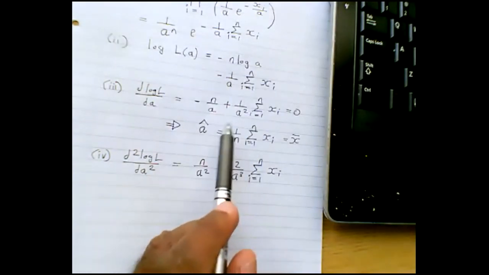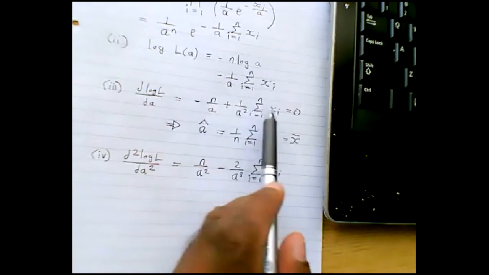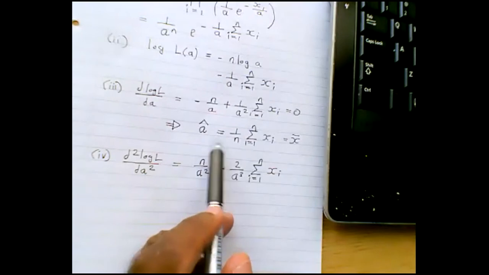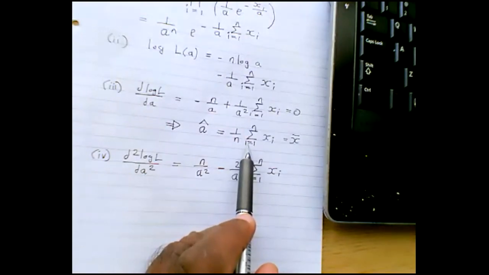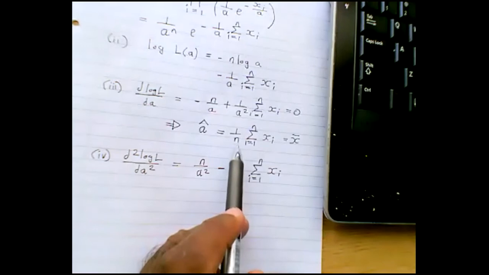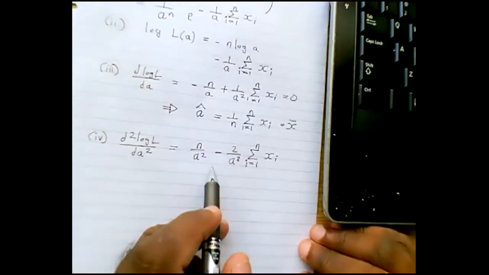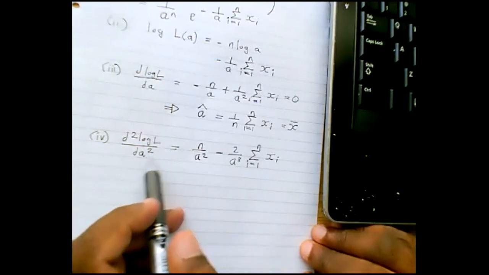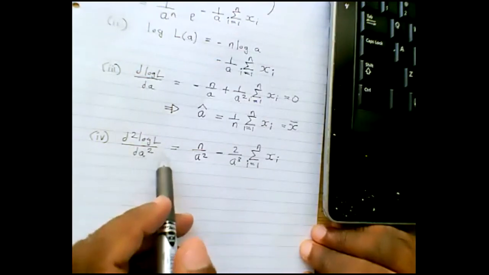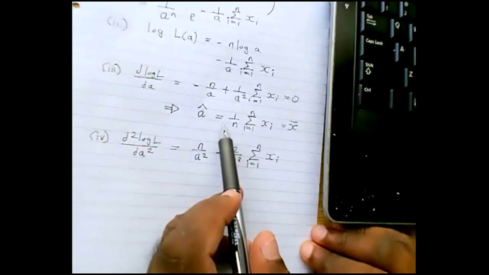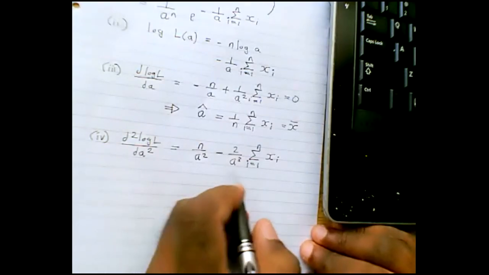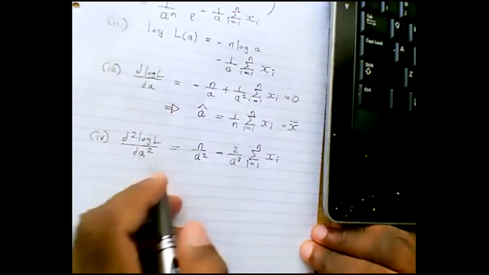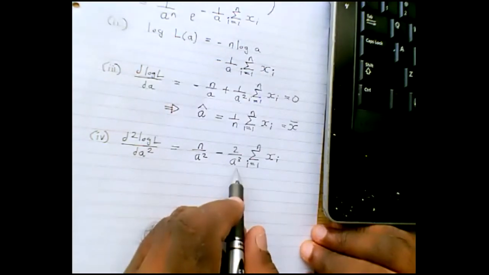And to answer Sophie's question, now if you put this equal to 0 and solve for a, you get a hat equal to this, right? Can you see that, guys? Okay, now in the fourth step, what I'm trying to show is that the second order derivative is negative at a equal to a hat. So I took the second order derivative, which is this. Now I need to show that this is negative.